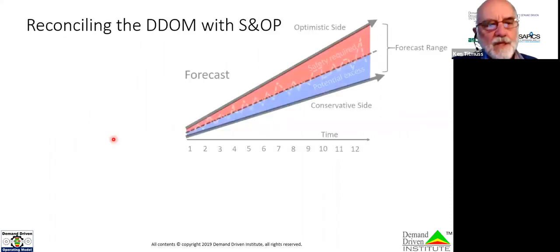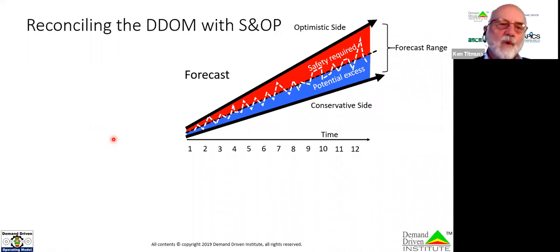Now, this I really love because it explains a lot of why I think DDMRP really works. How can we reconcile the demand-driven operating model with sales and operations planning? So here we've got a time frame going out 12 months. And if we look at a forecast going into the future, we know that a forecast is not a single number. It should either have a plus or a minus, or it should be as high as this or as low as that. So we have the optimistic side of our forecast and we have the conservative side. But what we normally do is we take that average number in the middle there.